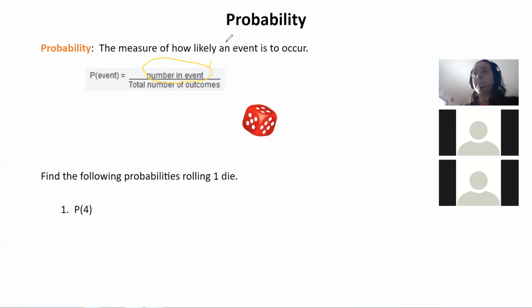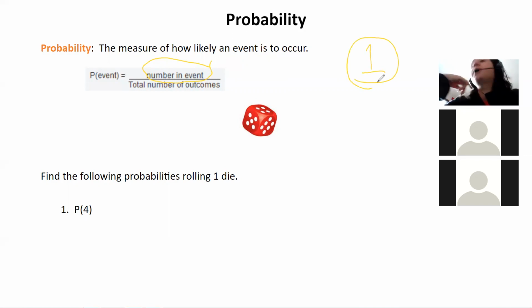We would say the number of the event, so the number of times something happens over the total number of outcomes. And what would you guys expect a probability to look like if it's definitely going to happen, if it's absolutely certain? What do you guys think? If an event is definitely going to happen, what would it look like? It would be a 1. Yeah, Isabel, you're totally right. Anything that is certain is a 1.